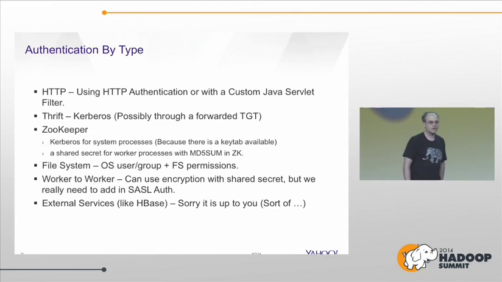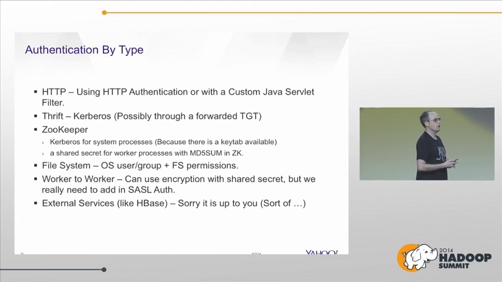For thrift, because there are a number of different thrift APIs, Nimbus talks through thrift. And so for that, we used Kerberos, which fits very nicely with Hadoop and the rest of the ecosystem there. Zookeeper, it supports Kerberos. So for the long-running processes like Nimbus or the supervisors, those communicate with Zookeeper through Kerberos.